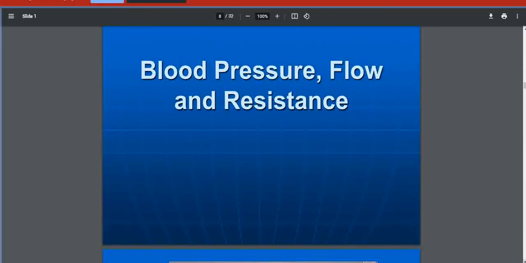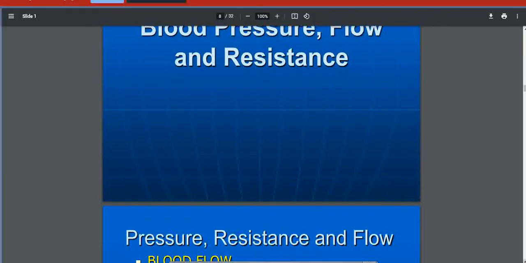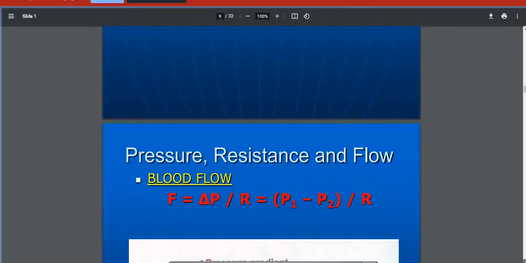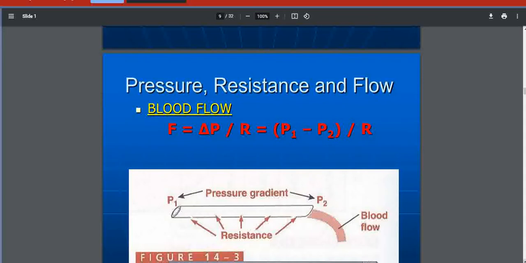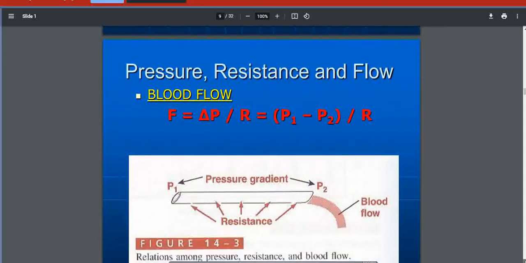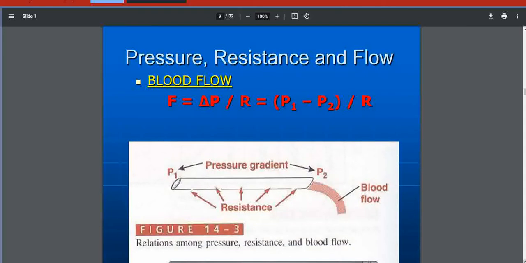So let's check on blood pressure, flow, and resistance in the cardiovascular system. Beginning with blood flow, there is a physics formula: F is equal to delta P over R. That is, flow is equal to the change in blood pressure over the resistance of the vessels. So the force behind blood flow is the change in blood pressure over resistance, which is pressure 1 minus pressure 2, over the resistance.